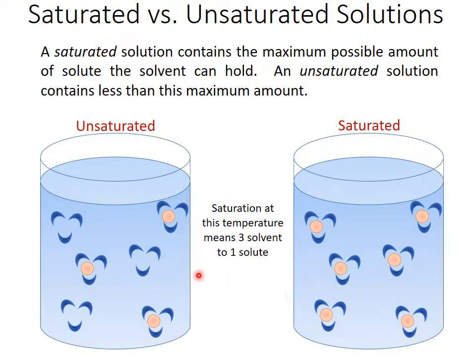But if we take some of these away, like this beaker where we only have 3 solute molecules, this means that we have 9 solvent molecules that aren't interacting with solute. This is unsaturation. But please take note that I said saturation at this temperature. The saturation condition depends on the temperature of the solution. Let's consider that.